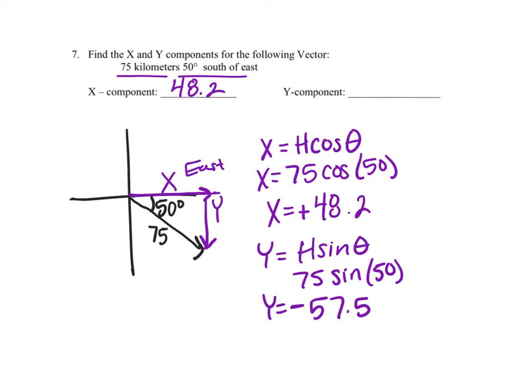And remember, when you're drawing this, since we drew the vector going down like this, we want to draw over and then down to get to the same spot. We don't want to go up and then west. We want them to both start the same place and end the same place. So for this one, that means our y vector is going south, so it's going to be negative 57.5.